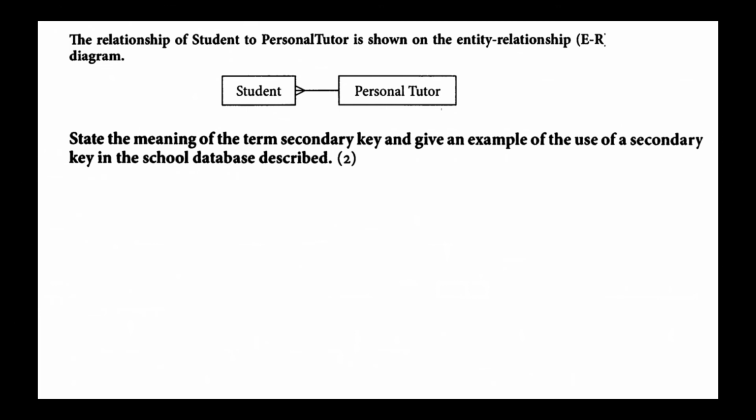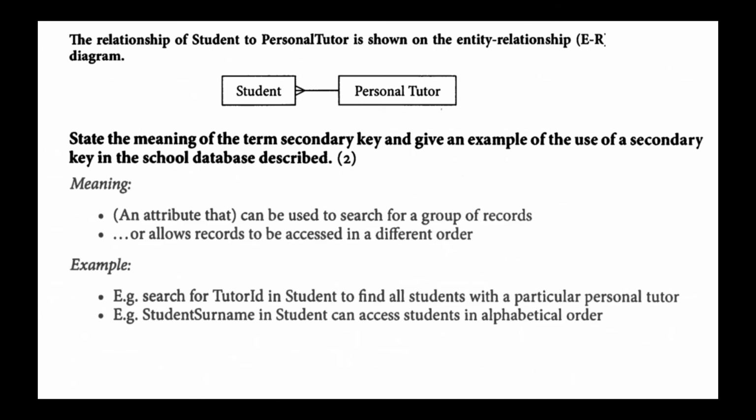State the meaning of the term secondary key and give an example of the use of a secondary key in the school database described. So meaning. You'll have to state the meaning first. So can be searched. A secondary key allows a group of records to be searched, so things can be accessed in different order. An example of this would be searching for a teacher ID in the students to find all students with a particular personal tutor. Meaning, so an attribute that can be used to search for a group of records or allow records to be accessed in different order. So we get either one of those things.